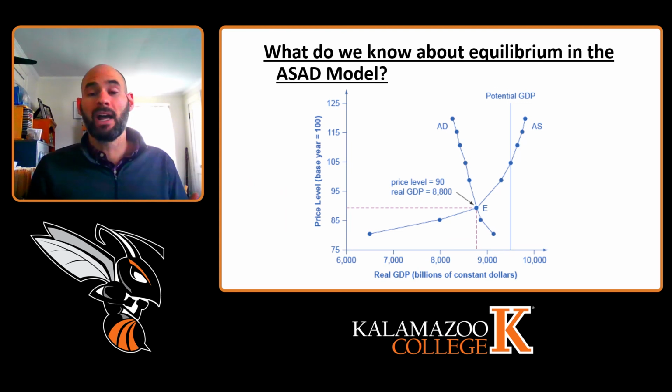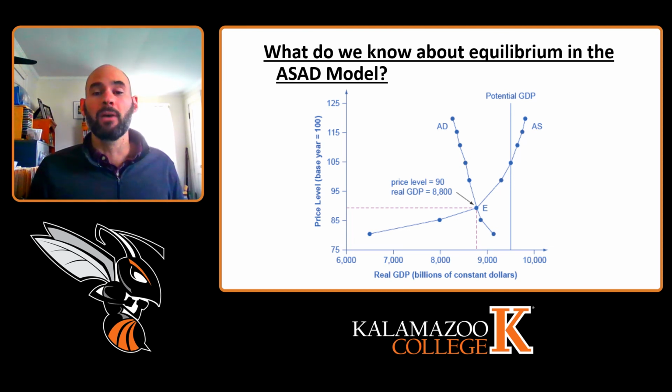So just like in a supply and demand model, where the aggregate demand curve intersects the aggregate supply curve, we're going to have an equilibrium. We're going to have the quantity of aggregate demand equal the quantity of aggregate supply. The value of what is being bought is going to equal the value of what is being spent. The value of what is produced is equal to the value of what is consumed.